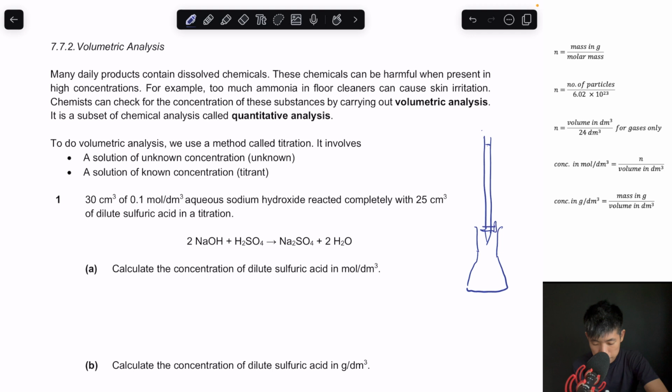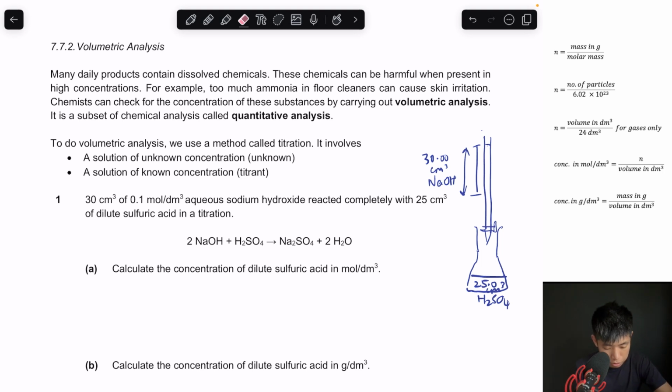So let's say I put in 25 cm cube of sulfuric acid in the flask. Okay, then I carry out the experiment. I find out that 30 cm cube of sodium hydroxide completely reacts with the acid. We again set up the chemical equation. They ask to find what is the unknown concentration.